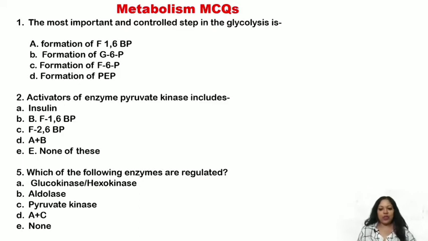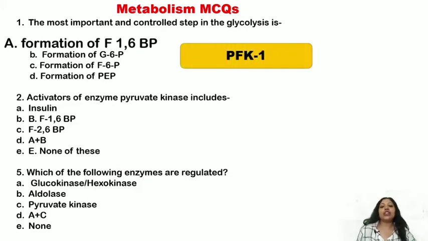Okay, so we will start from the first question, which is from glycolysis. The most important and controlled step in the glycolysis is, and there are 4 options given. So if you have a quick revision or if you have revised, you can have an idea that it is the formation of fructose 1,6-bisphosphate. It is the reaction conducted by PFK1, or it is the reaction having high negative delta G, and we have discussed this in very detail.